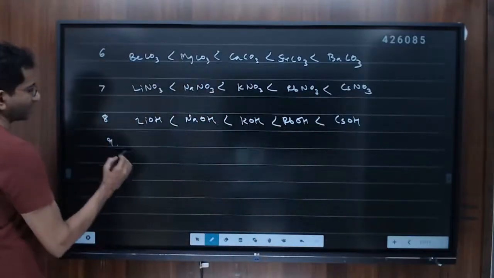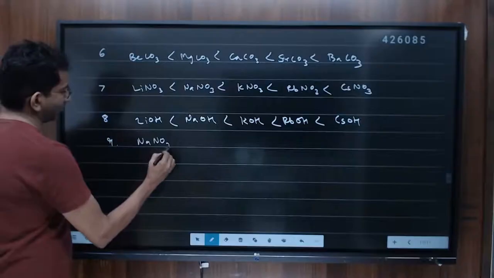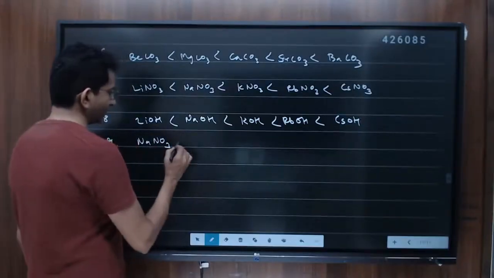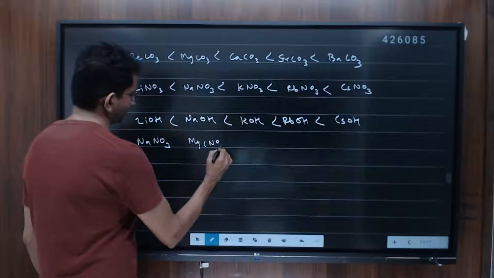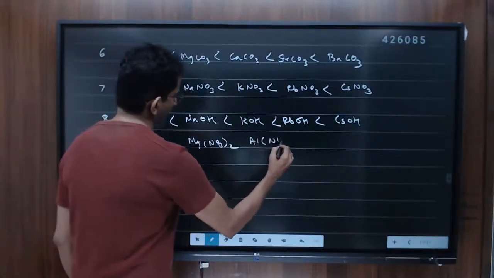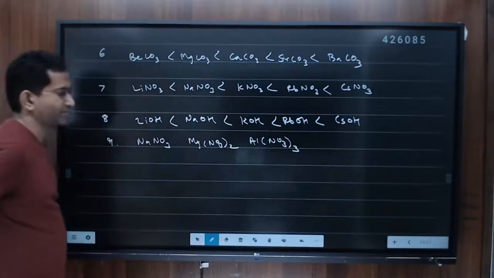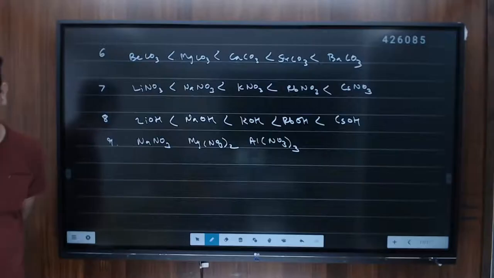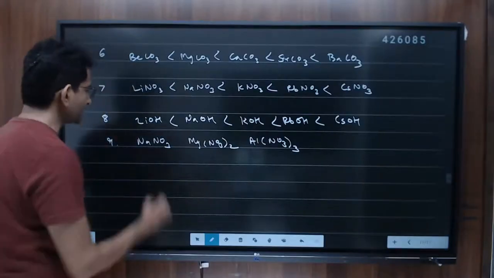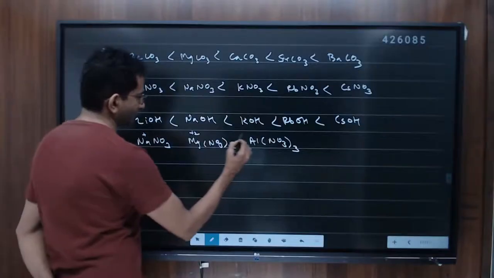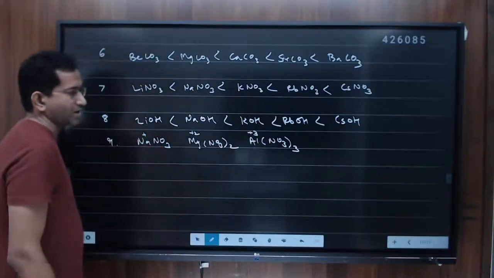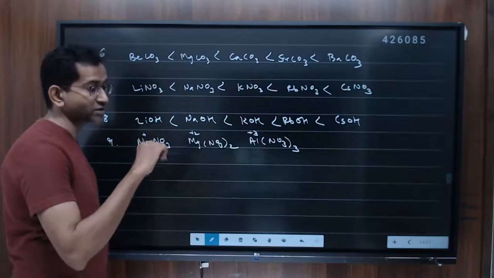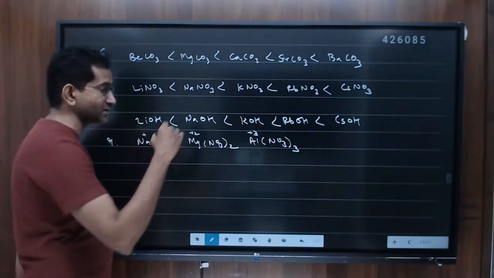But if I give you an example like this, NaNO3 you have, and then you can have Mg(NO3)2, and then you have Al(NO3)3. Now we look at this. In this case also it is polyatomic, right? Nitrate, nitrate, nitrate. Now what will you see? You will see which one is lower in size. It is Na plus, this is Mg plus 2, and this is Al plus 3. So not only is Al plus 3 smallest in size, it has the largest charge also.